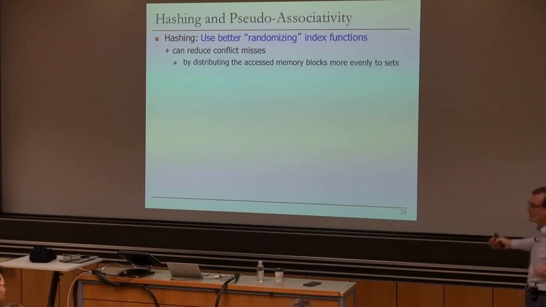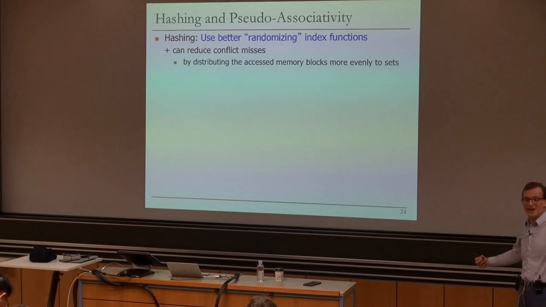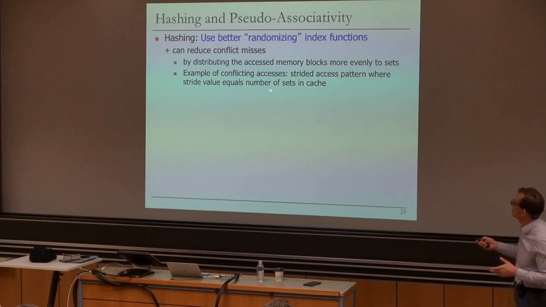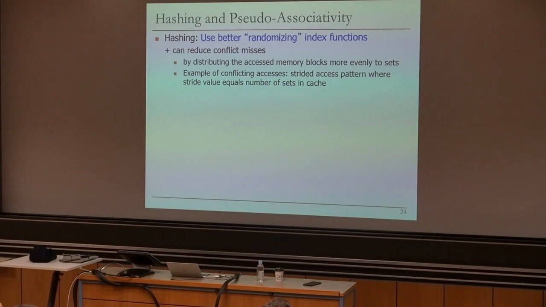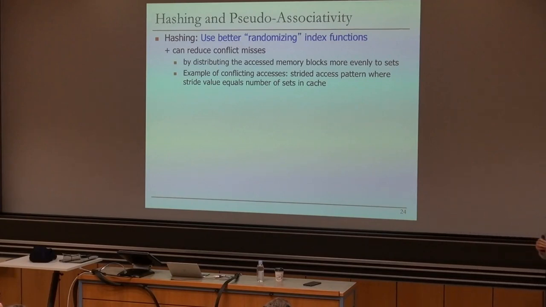Better utilize that cache space. And people have figured out that if you use the address bits directly, you get not so good distribution of accesses to your sets. Okay, so hopefully this is clear. This makes a lot of sense, right? So an example of conflicting addresses is a strided access pattern where the stride equals the number of sets in the cache. That's actually a very pathological access pattern, right? So you have a direct map cache, you have 512 blocks, and your stride is 512. You're always hitting the same set, set zero. If you have a randomizing function, that's nice.